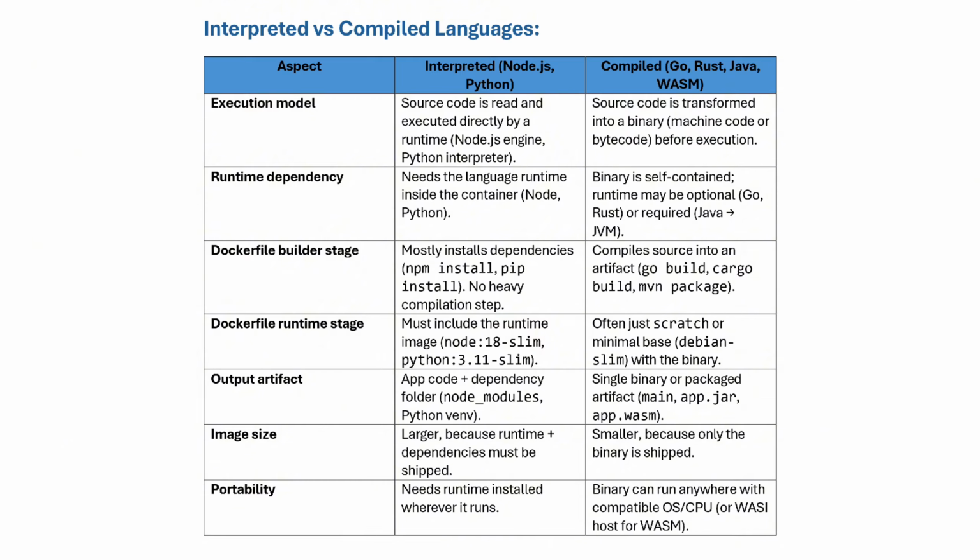Dockerfile runtime stage. Interpreted languages must include the runtime image, Node 18 Slim or Python 3.11 Slim. Whereas in compiled languages, it is often just Scratch or a minimal base, that is Debian Slim, with the binary. In interpreted languages, we must include or specify the runtime image. In Node.js, we must specify Node 18 Slim, or in Python, 3.11 Slim, or whatever image we are using. Whereas in compiled languages, we don't need that.